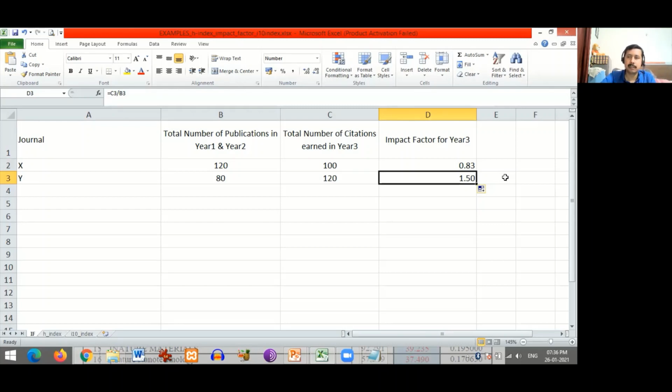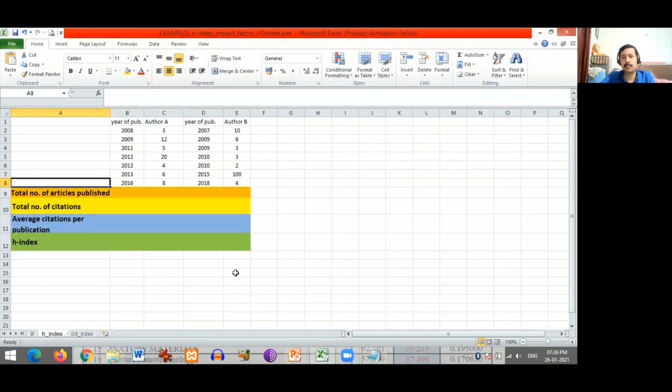Now over to an example of H-index, which is an author level metric. H-index refers to a score where the number of articles and the number of citations coincide. When I say number of articles, it is the ranked number of articles. Let me illustrate this through an example. I'll take into consideration two authors, author A and author B, each of whom has published 7 articles.